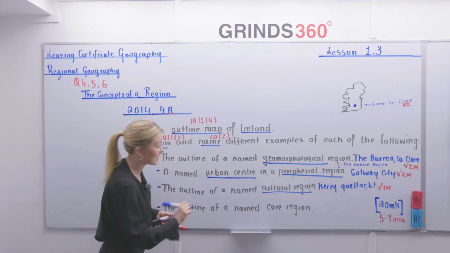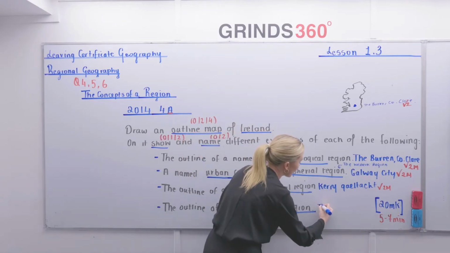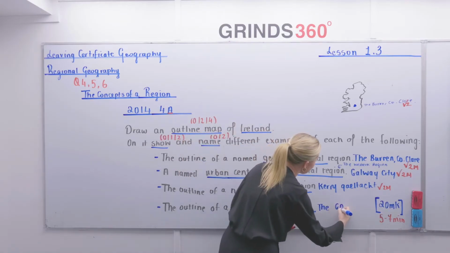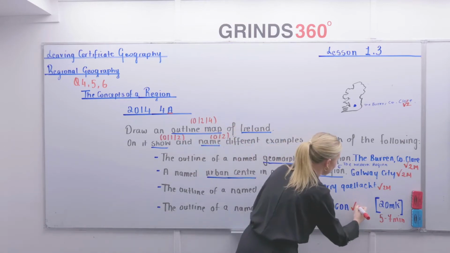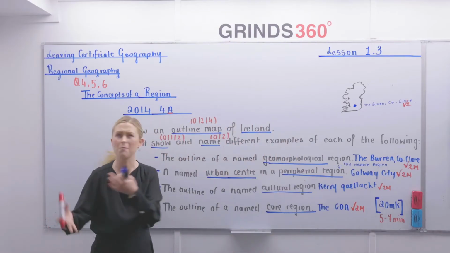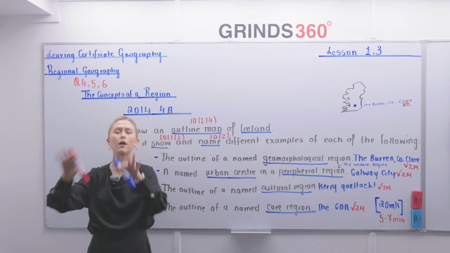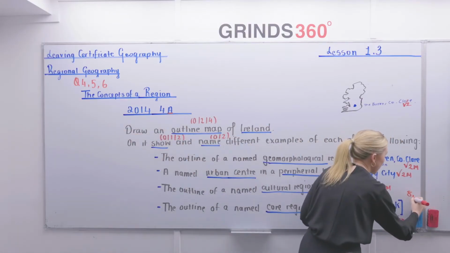Last one here is the outline of a named core region. Now, what is my core region here? My core region is the GDA. Now, I'm going to be saying Greater Dublin Area on the map, obviously in full, okay? But here I will get a tick and 2 marks. It does have to be Greater Dublin Area. Now, I write those words down, I mark them in. Maybe my map is totally wrong, but I mark them in. And what I have straight away there is 8 marks out of 20.